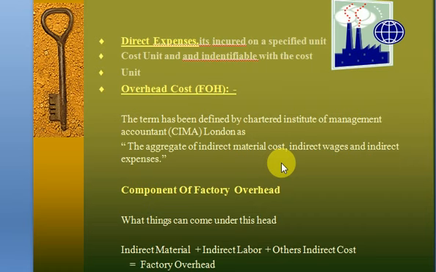The rent of the factory, insurance of the factory, electricity bill, light and heat powers. Similarly, the depreciations of the machinery and factory, these are indirect expenses. So combinedly, these indirect material, indirect labor, and indirect expenses which take place in the factory are called factory overhead cost.